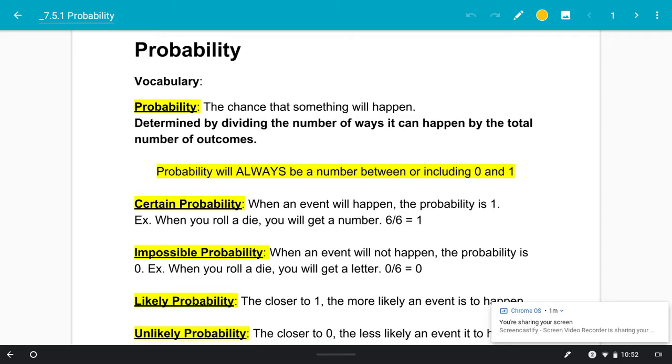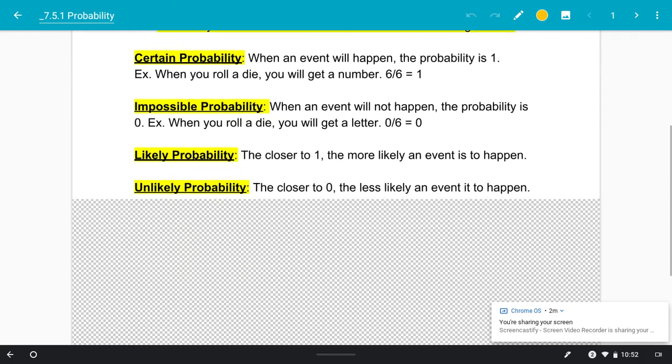An impossible probability is when the event will not happen, and the probability in that case would be 0. So if I were to roll a normal die, the probability that I get a letter would be 0 because there are 0 letters on the 6 sides of the die. They're all numbers. So 0 out of 6, giving us 0.